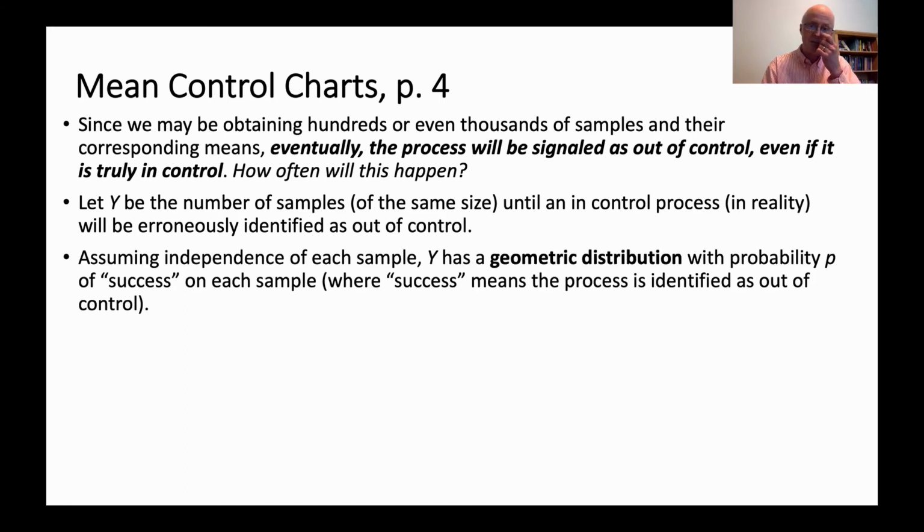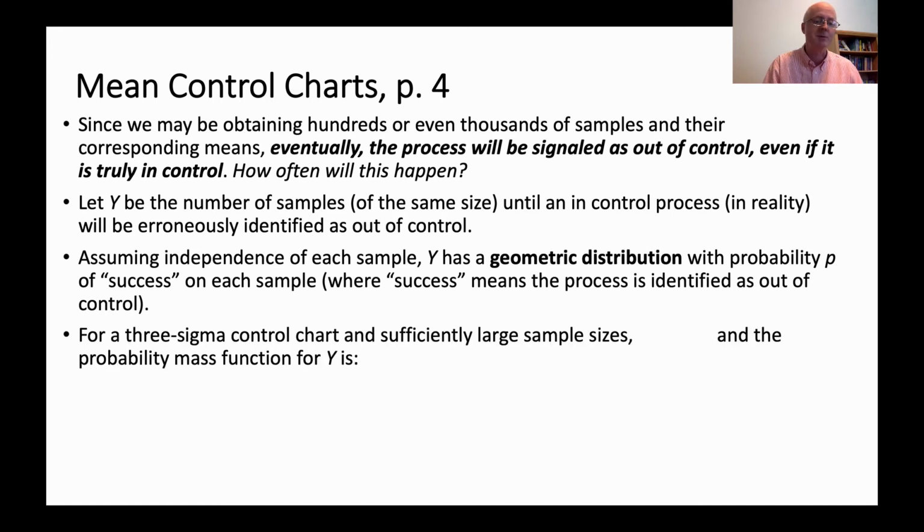Assuming independence of each sample, Y has something called a geometric distribution. So again, we're getting kind of mathematical here. My students know about geometric distributions. If you don't, don't worry about it too much. With probability P of quote-unquote success on each sample, where in this case, success is a bad thing, you might say. It means the process is identified as out of control. Success or failure in this kind of situation are just labels. Success doesn't have to have a good connotation. Failure doesn't have to be bad. Okay, they're not maybe the best labels, but they are historically what people use.